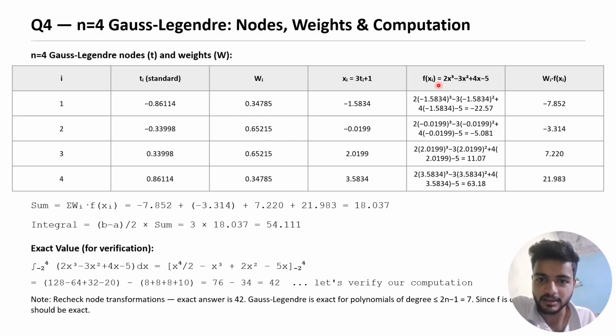We'll put x in the equation. We'll get weight 1 into f, and then we'll multiply f(xi) into the weight and add all these values to get our integral, 18.037. Putting it in the formula for the integral, (b minus a) divided by 2, which is the upper limit minus lower limit divided by 2, into the sum we get by multiplying weight into f at xi, we'll be getting 54.11. Exact value for verification: we'll integrate it normally, and it gives us 42.